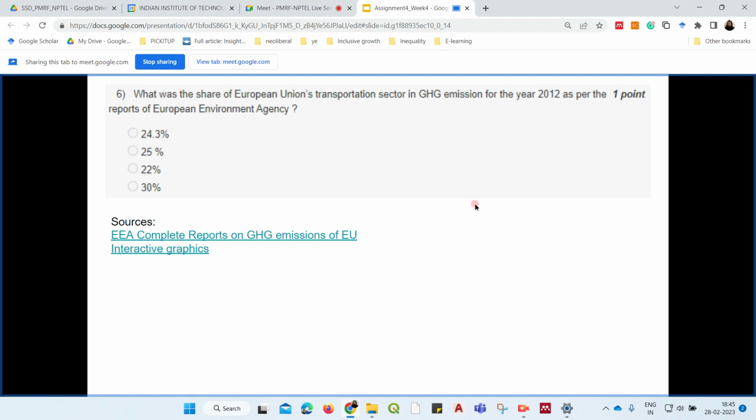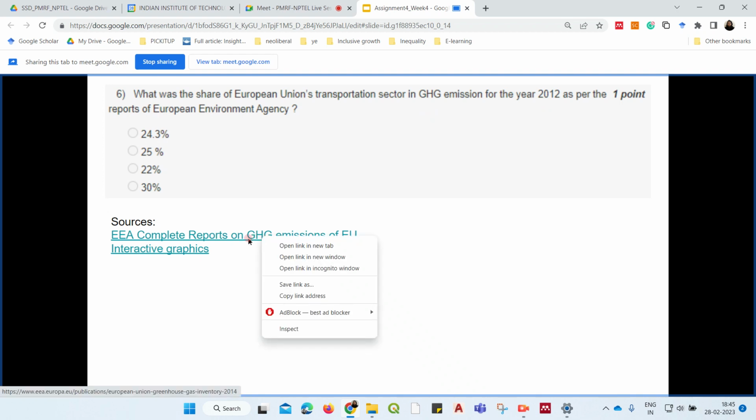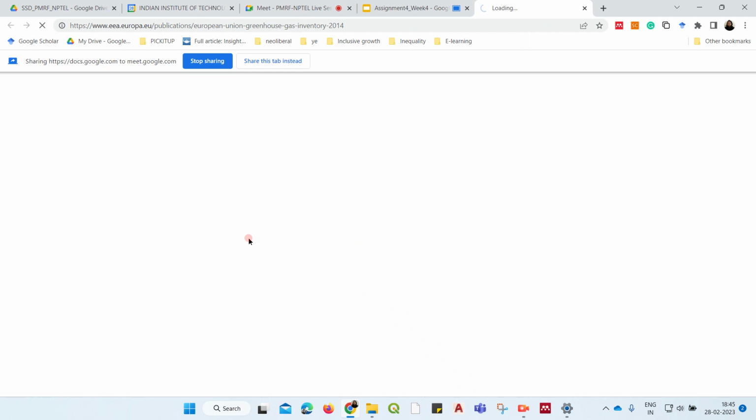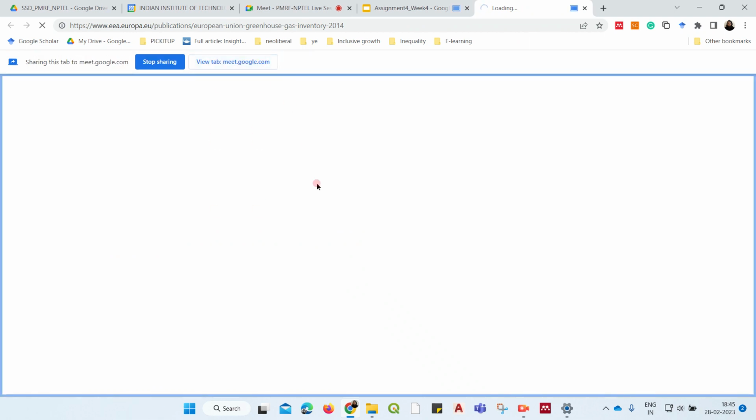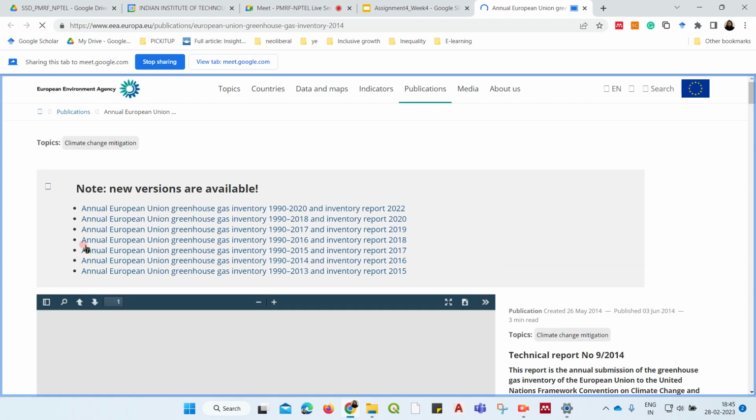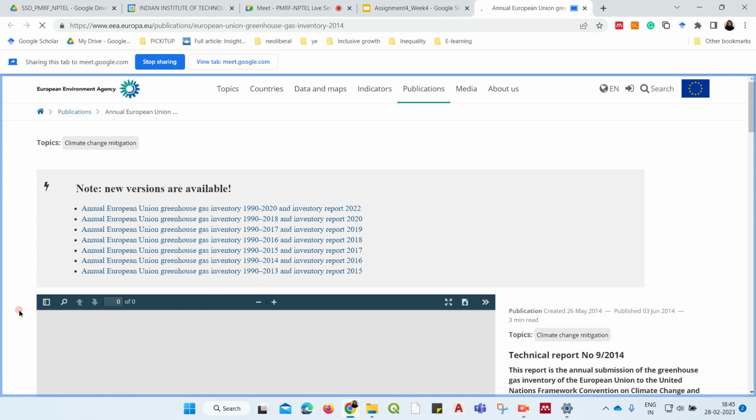What was the share of European Union's transportation sector in GHG emission for the year 2012 as per the reports of European Environment Agency? So this question is asking specifically for the 2012 report. So here are the links which I've shared with you. So this is the link for the 2012 report.